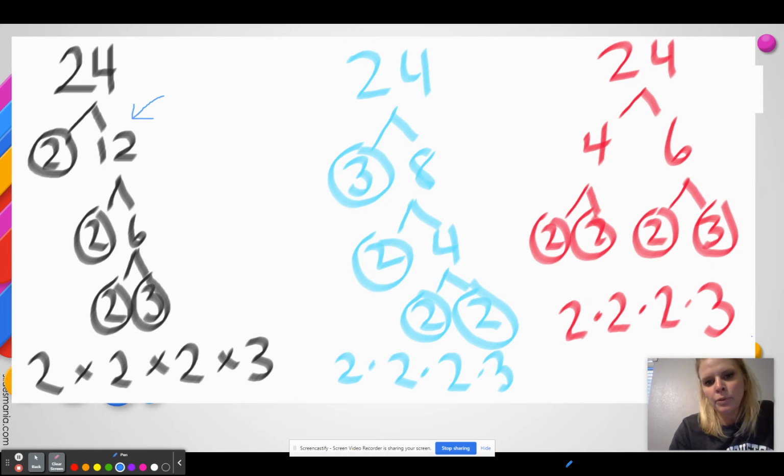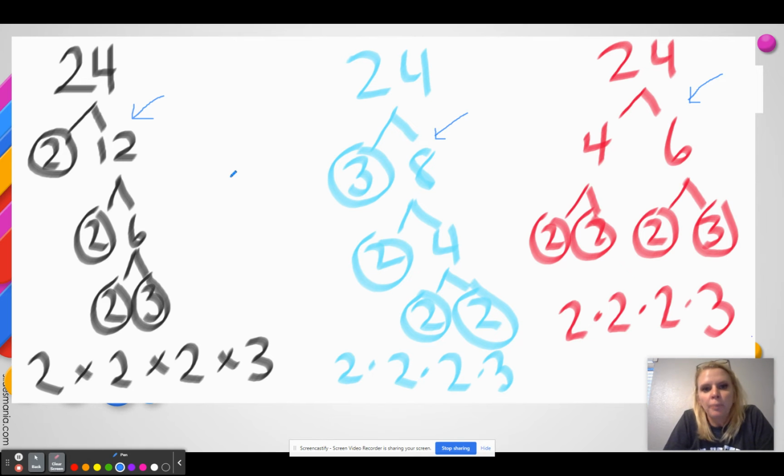So right here, you will see that my factor pairs were 12 and 2. In the middle one, in blue, my factor pairs were 3 and 8. And on the red one, my factor pairs that I began with were 4 and 6. You still have to look at those first two numbers and ask yourself, are they prime? Are they composite?